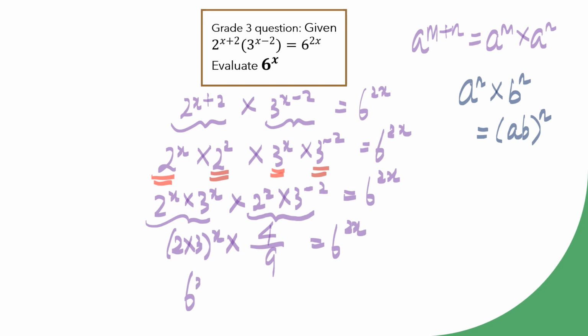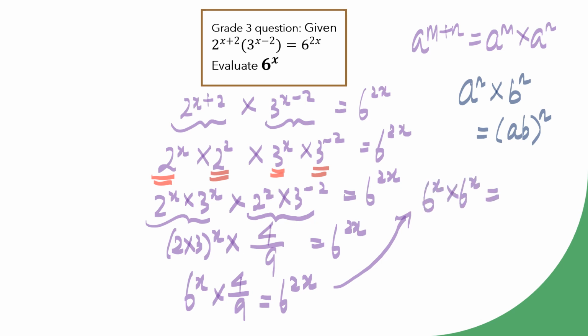Okay, so that will give you 6 to the power x times 4/9 equals 6 to the power of 2x. Right, so how are we going to continue from here? Now remember, 6 to the power of 2x is the same as 6 to the power x times 6 to the power x.